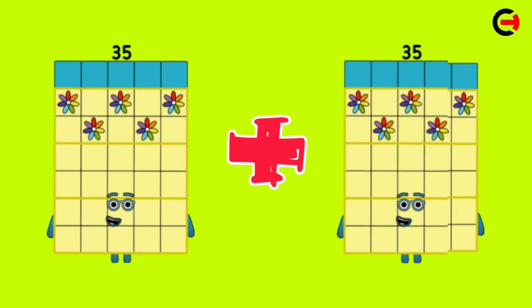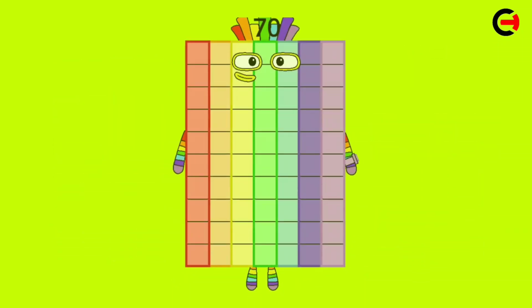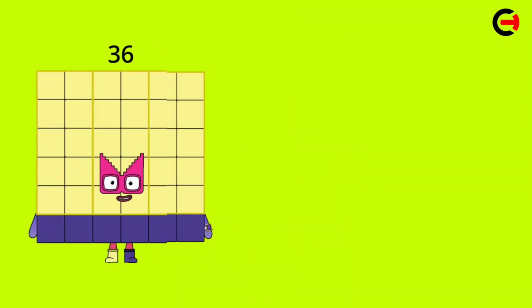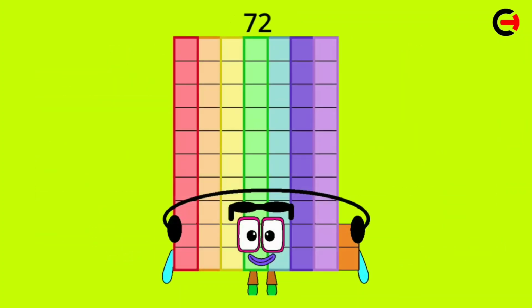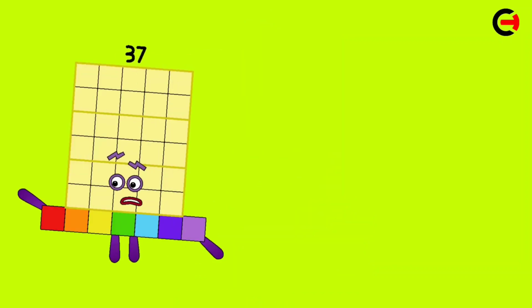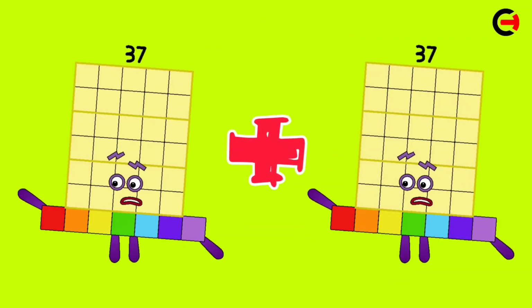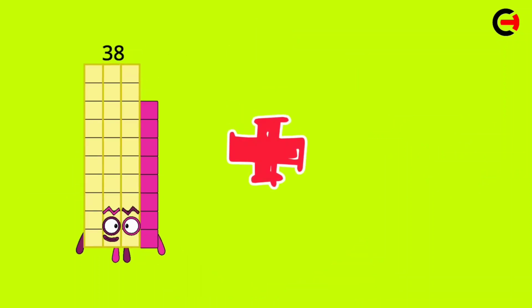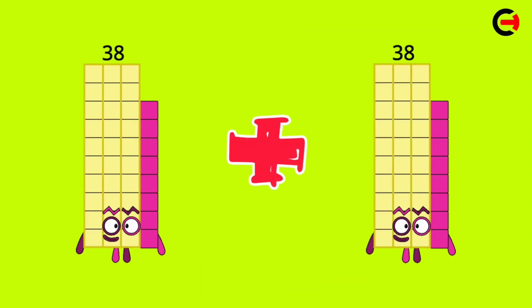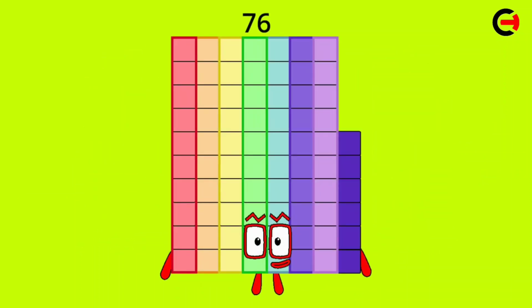35 plus 35 is equal to 70. 36 plus 36 is equal to 72. 37 plus 37 is equal to 74. 38 plus 38 is equal to 76.